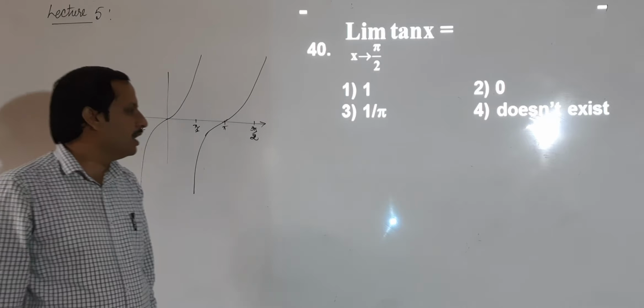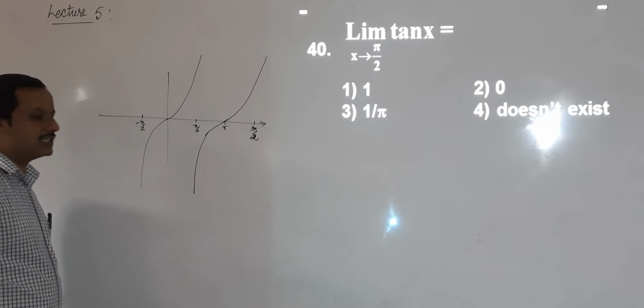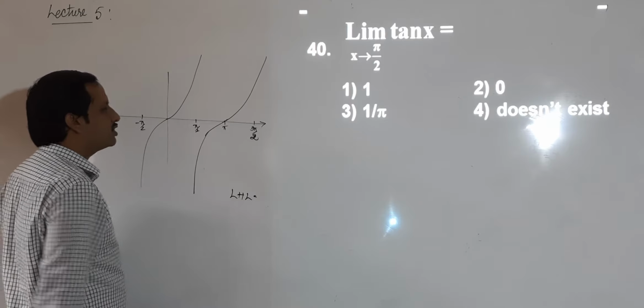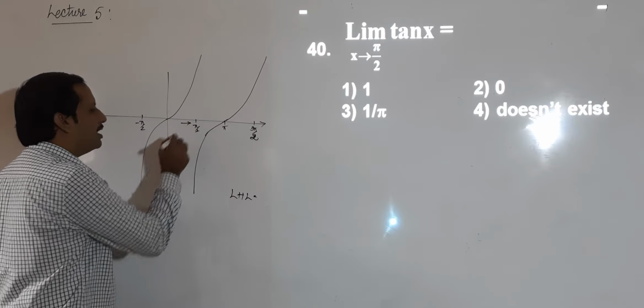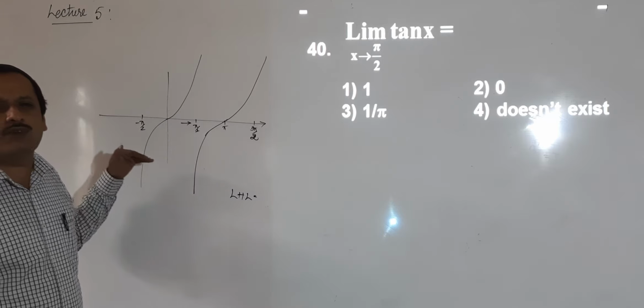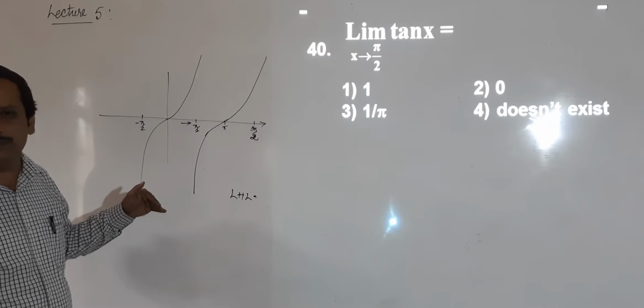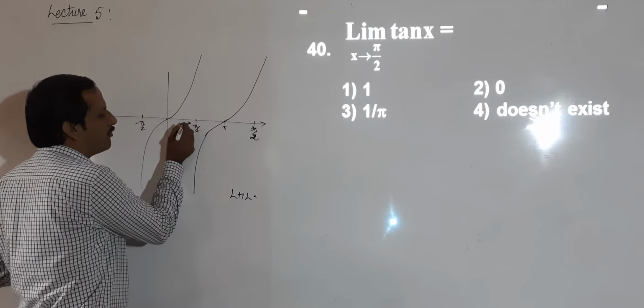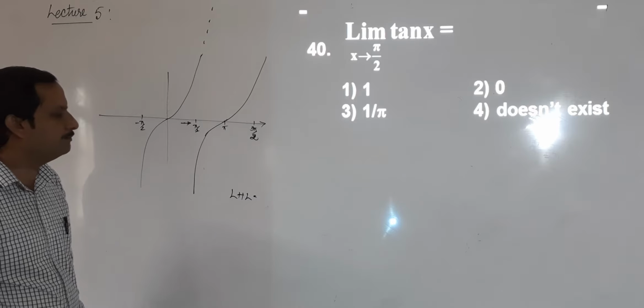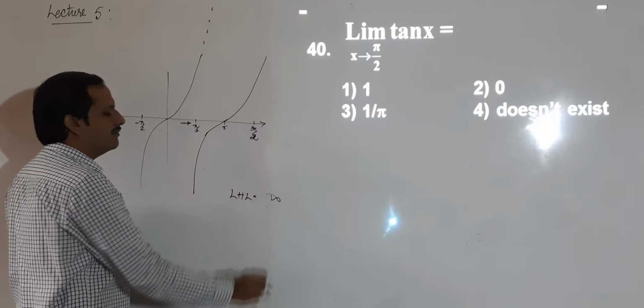We don't know. So, how to check whether the limit exists or not? We need to go for the left hand limit and right hand limit. For the left hand limit, you just observe when x approaches pi by 2 from the left side. When I say x approaches pi by 2 from the left side, it means x is very close to pi by 2 but less than pi by 2. Okay? So, when x approaches pi by 2 from the left side, this tan x is approaching plus infinity. So, the left hand limit will be equal to plus infinity.